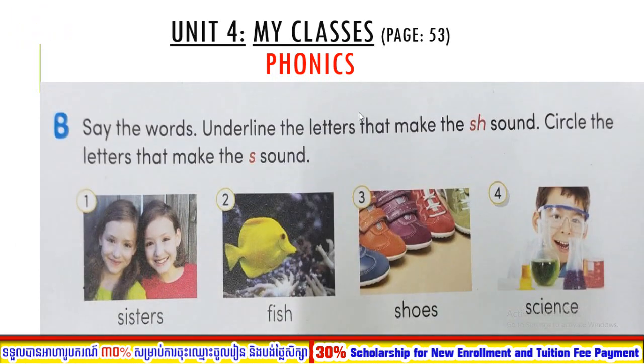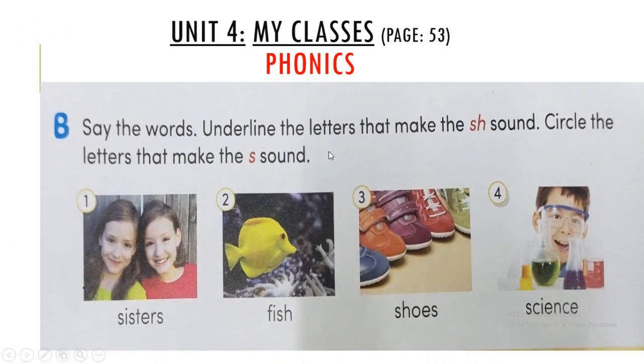Section B here. Say the words, underline the letter. So they want you to underline the letter that makes the sh sound. Circle the letter that makes the s sound. Got it? Okay, so do not waste the time. Let's move to do the exercise with me all together.